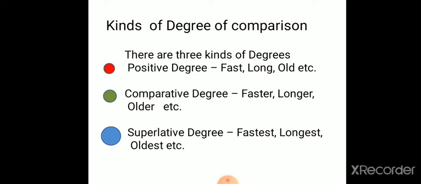Positive degree just shows that there is no comparison of the things or the people, like fast, long, old, etc. It shows no comparison. Comparative degree shows the comparison between two people, two things, like faster, longer, older. These are the forms of comparative degree. And superlative degree shows the comparison of one person or one thing with more than two persons or more than two things, like fastest, longest, oldest, etc.